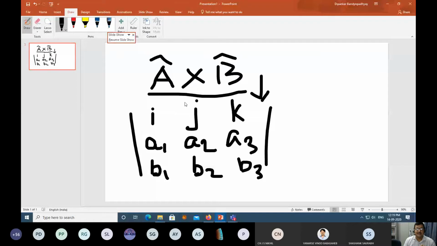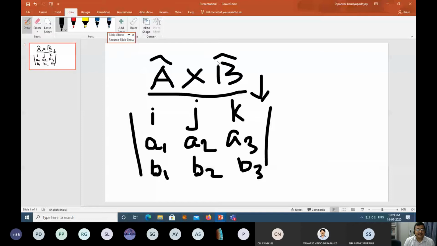Why? Because you can see there will be an i component. What will be the i component? A2B3 minus A3B2. What will be the j component? Minus of A1B3 minus A3B1. And what will be the z component, k? It will be A1B2 minus A2B1. So you can straight away see there are three components coming from the determinant. But then we have a much smarter way of expressing this cross product.